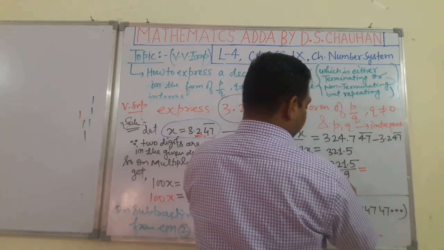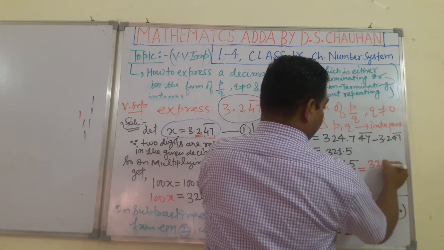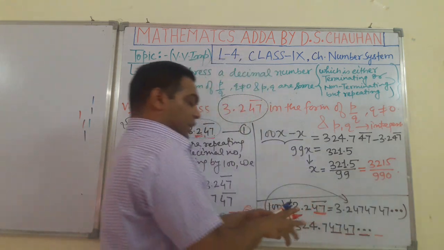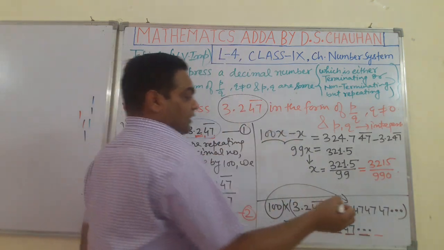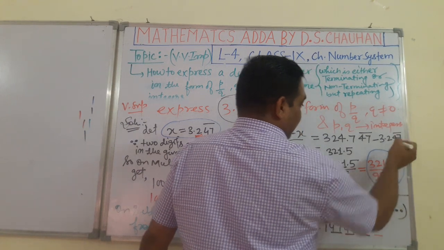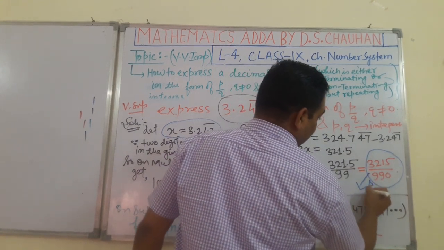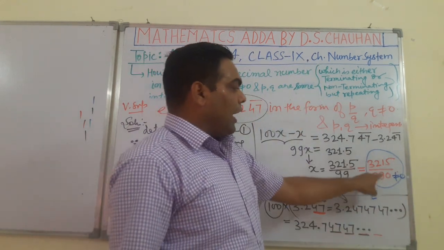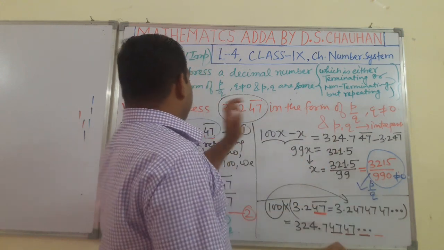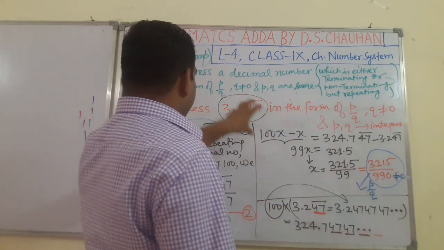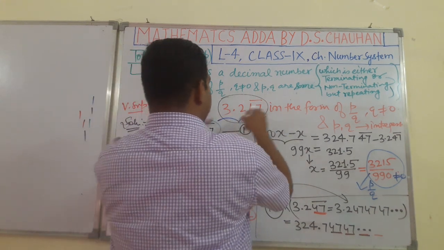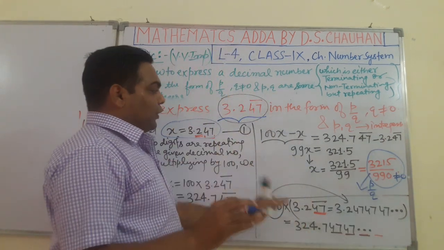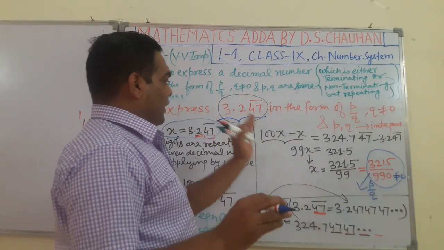Just after cutting the decimal, you will get 3215 upon 990. Students, now look here. This is a number which is in the form of P by Q, where this Q is not equal to 0 and P, Q are integers. In this way, students, you have seen that we have converted this given decimal number in the form of P by Q, where Q is not equal to 0 and P, Q are integers.